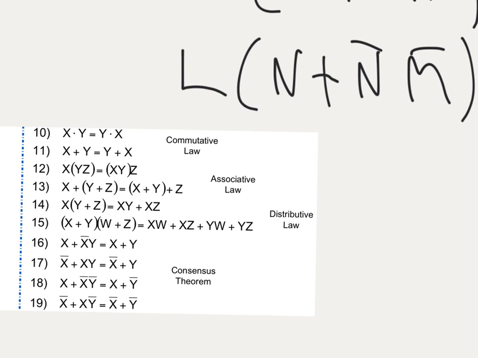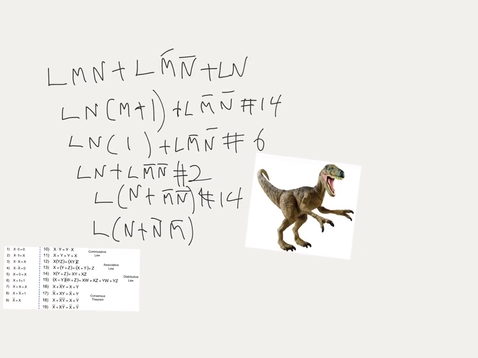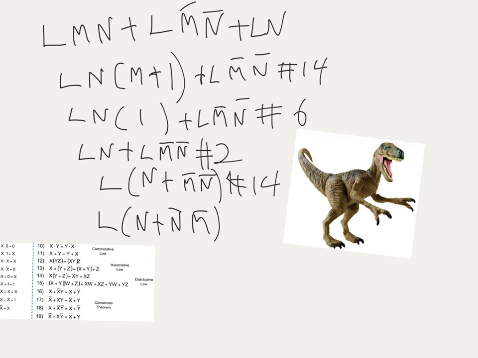See which one that matches. Well, this is like the x, so it's really like x plus x naught y naught. That's that one. It's number 18 there. So that gives me x plus y naught. So up here it would give me n plus m naught. So we'll go ahead and put that in. L times n plus m naught. And that's because of consensus theorem number 18.